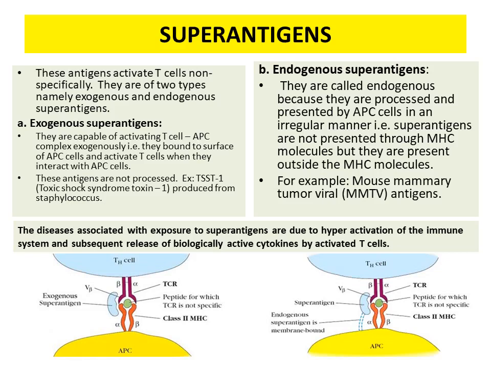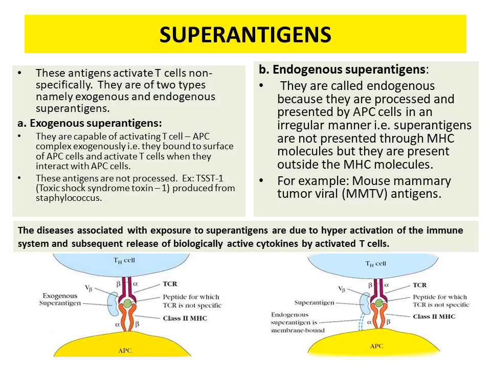Second is endogenous superantigens. They are endogenous because they are processed and presented into APC cells in an irregular manner. They are not presented through the MHC molecule. This is very important. Neither exogenous nor endogenous, they are not presented through the MHC molecule. They are presented outside the MHC molecule. See here, it is present here. From here it will come out, and ultimately it will stabilize this complex of T helper cell and APC and lead to production of a huge amount of cytokines. An example is mouse mammary tumor viral antigens.